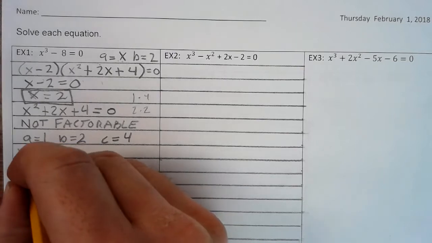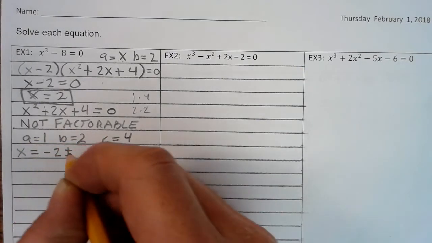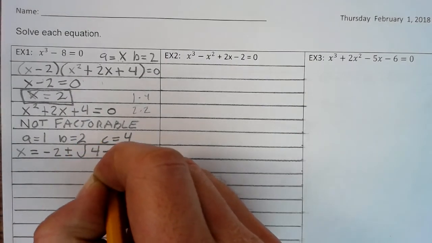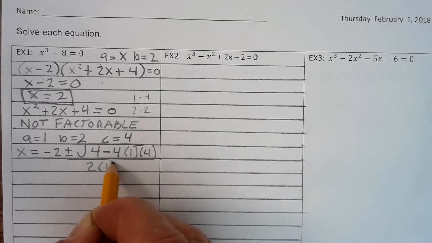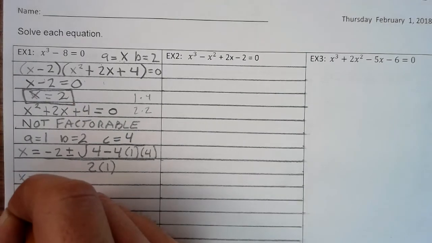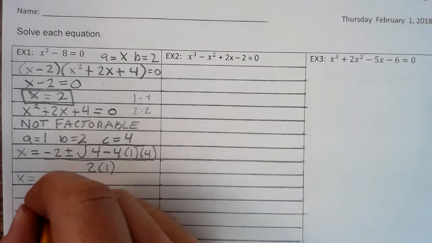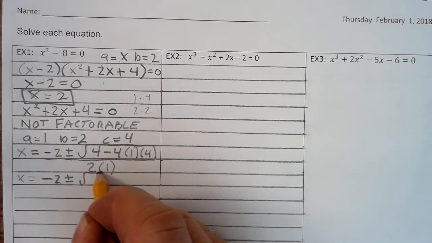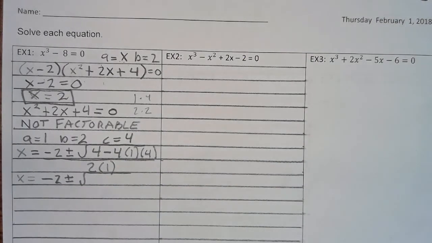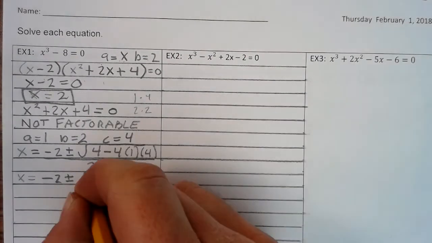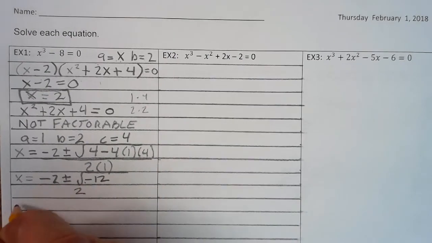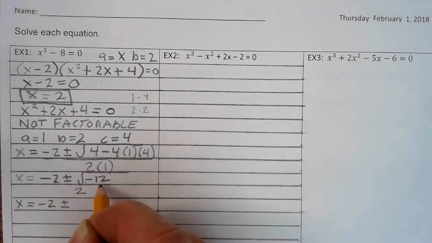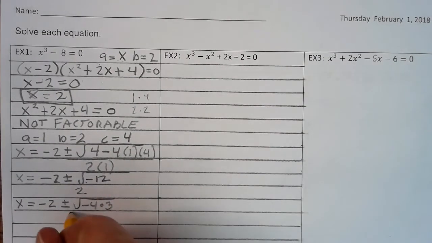So x equals negative 2 plus or minus the square root of 2 squared, which is 4, minus 4 times 1 times 4, divided by 2 times 1. So then x equals negative 2 plus or minus the square root of 4 minus 4 times 4, which is negative 12, divided by 2. So x equals negative 2 plus or minus. We can rewrite the square root of negative 12 as the square root of negative 4 times 3, divided by 2.